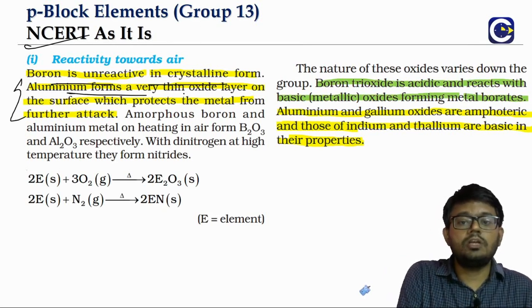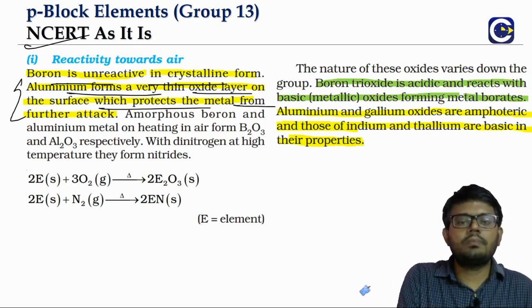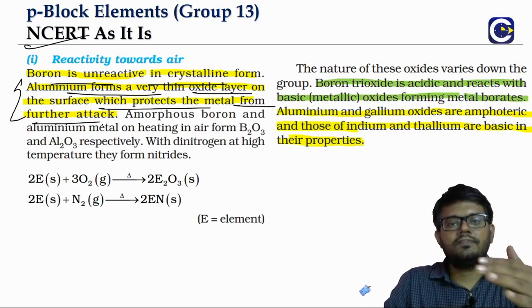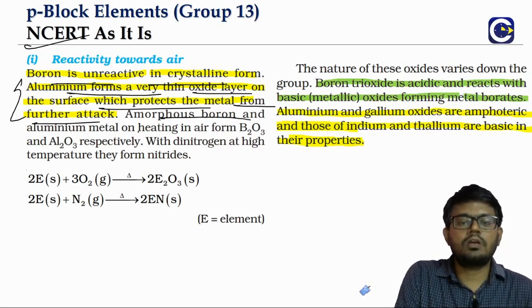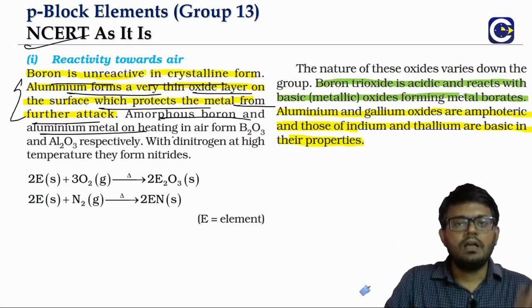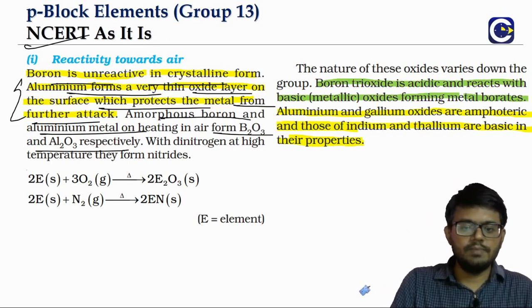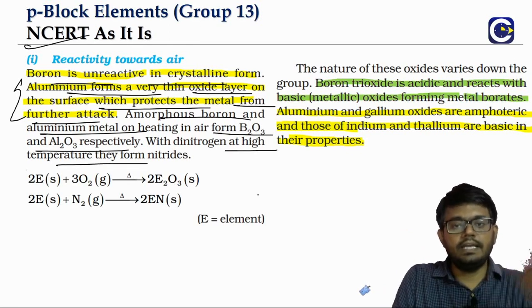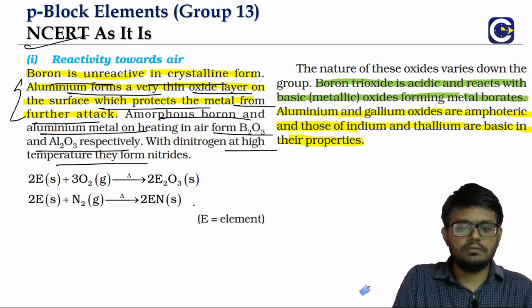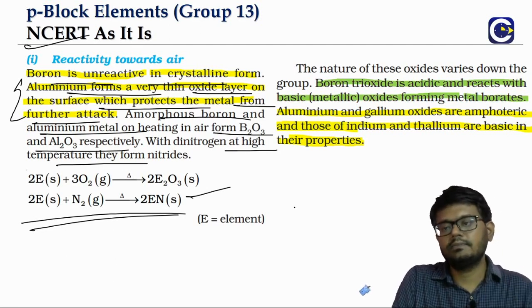The thing about aluminum is that it quickly forms a protective oxide layer, and once that is formed, it prevents further reaction of the metal with the air. But if you make boron and aluminum into the amorphous state and heat them in air, both of them will form oxides, B2O3 and Al2O3. And even at high temperature, boron and aluminum can form compounds with nitrogen, the corresponding nitrides. So this is about the reactivity with the air.